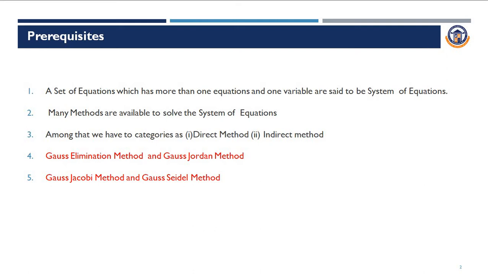In direct methods, let us see two things. One is the Gauss-Elimination method and another is the Gauss-Jordan method. In indirect methods, let us see the Gauss-Jacobi method and the Gauss-Seidel method. These are all different types of methods used to find the solution of a system of equations.